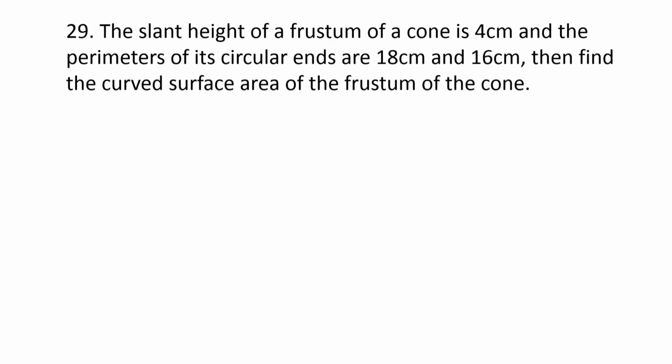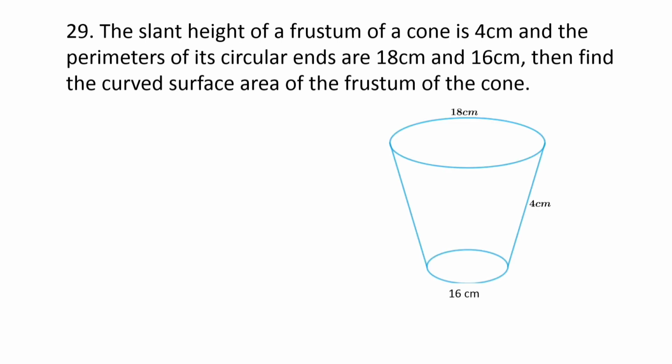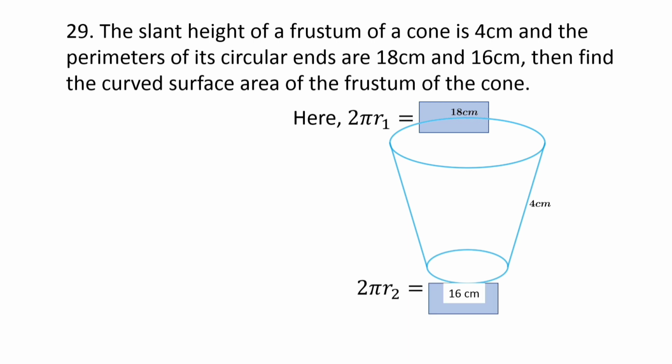The next question is the 29th. The slant height of the frustum of a cone is 4 cm and the perimeters of its circular ends are 18 cm and 16 cm. Then find the curved surface area of the frustum of the cone. Let us have the figure. Here 2 pi r1 means the perimeter of the upper end, 18 cm. 2 pi r2 is the perimeter of the lower end, that is 16 centimeter.